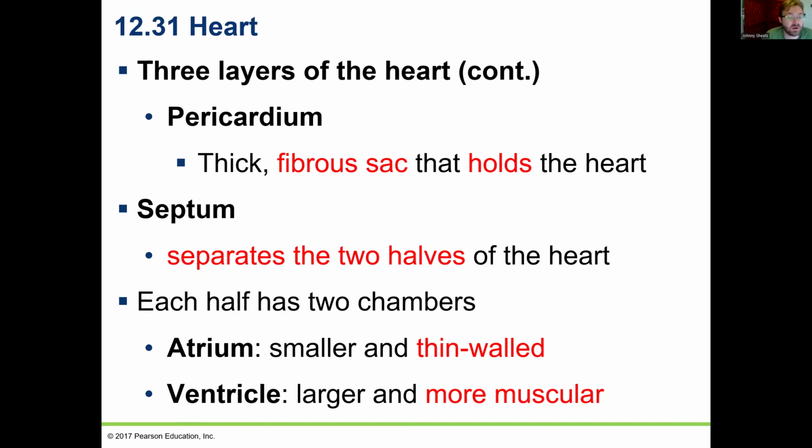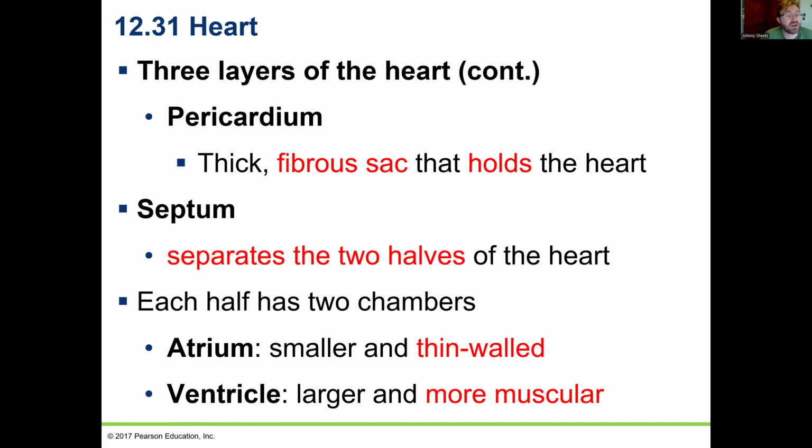Finally, you have the pericardium, which is a thick fibrous sac that holds the heart in position and also helps protect it from structures around it. So this keeps your heart from getting sores, from getting rubbed on, and things like that. In the middle of the heart, there is a separation between the two chambers that a mammal has, and this is going to be known as the septum.